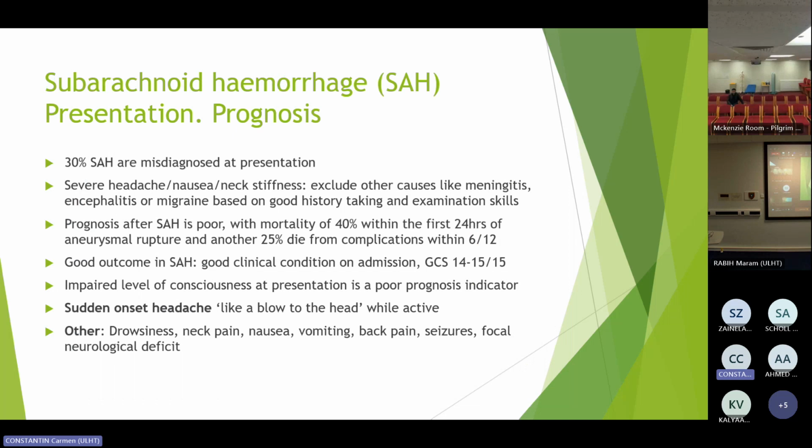How do they present and what is the prognosis briefly? So unfortunately, 30% of subarachnoid hemorrhages are misdiagnosed, and you'll understand why. First of all, they could present with anything. They could present with a very strong headache. Patients state that it is the worst headache ever, up to impaired level of consciousness when the patient is getting into a coma.